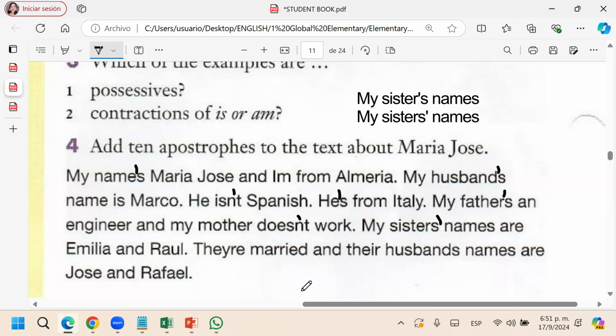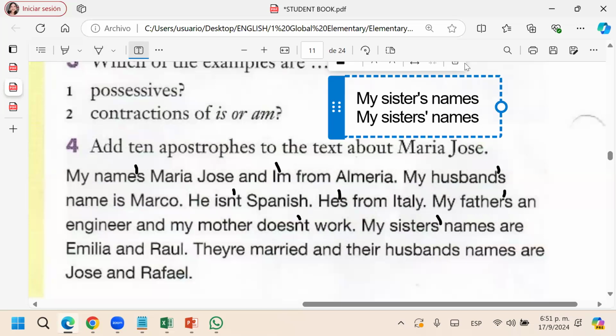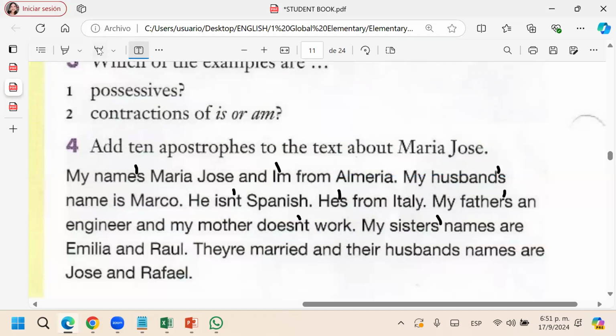In the first line, I'm from Almeria. I'm from. I was waiting for you to tell me that. From Almeria. And they are. They're married.